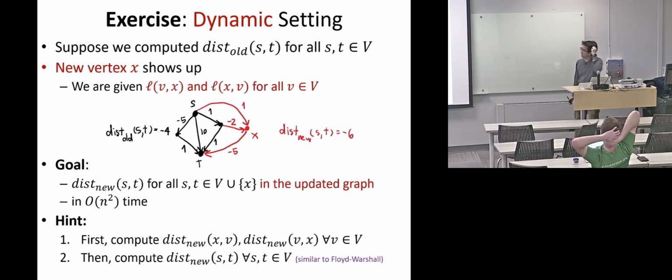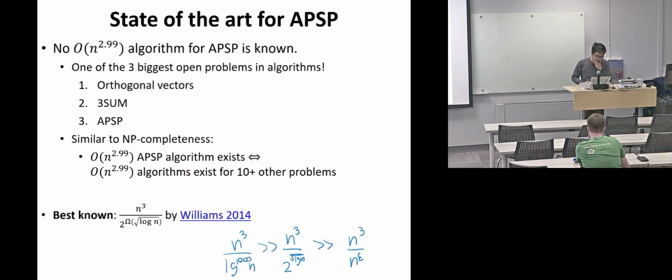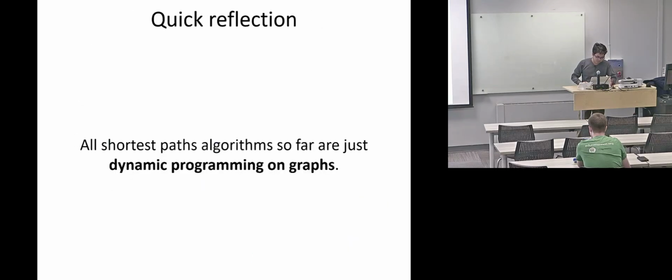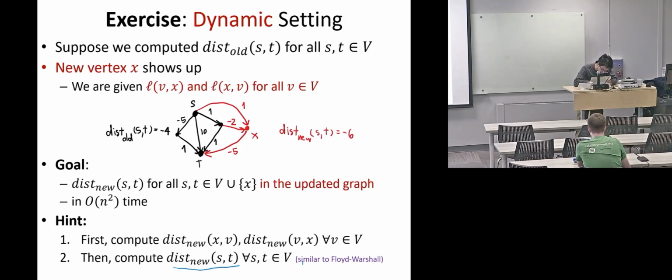Yeah. Good. So this is the kind of step. You can think everyone here is V and X is here, right? And we have two choices for every pair S and T. Either the new shortest path goes through X, or it goes through the old vertices. Okay, that's good.